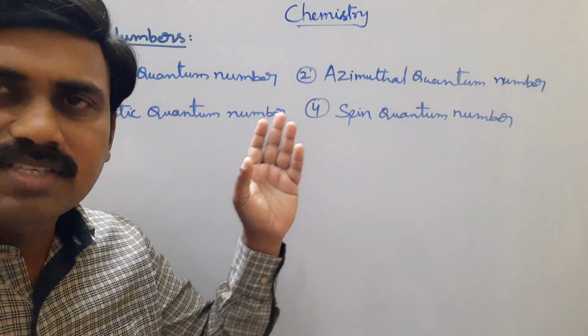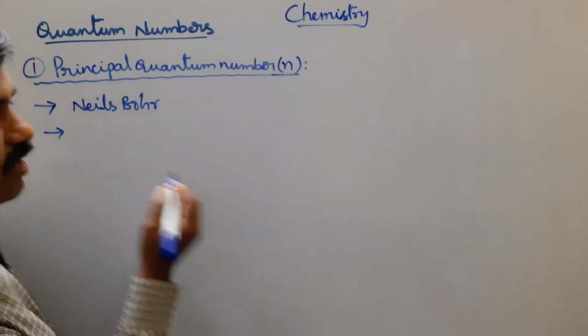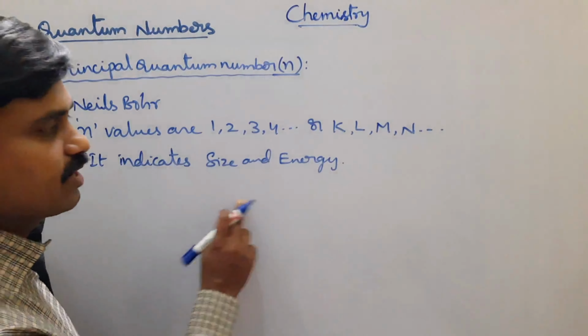Principal quantum number was discovered by Niels Bohr. It is indicated with the letter small n. N values are 1, 2, 3, 4 and so on, or K, L, M, N and so on. The major importance of this quantum number is that it indicates size and energy. It indicates the size of the orbit and energy of an electron.